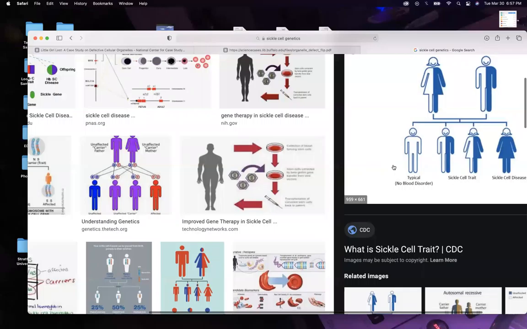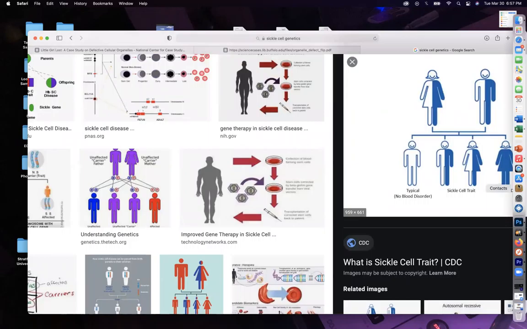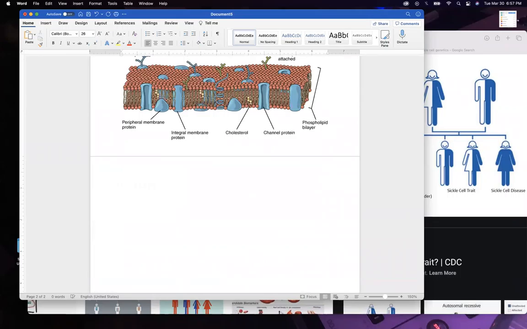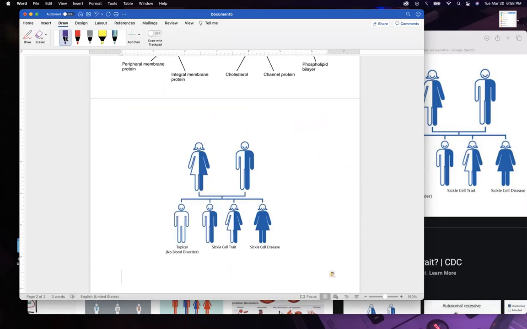Oh, they even have the same exact picture. So if you look at this picture, and these are whoever is colored totally, they have full-blown sickle cell disease.